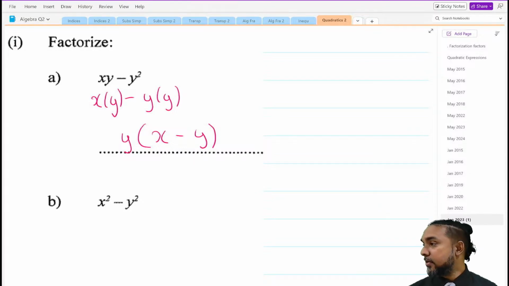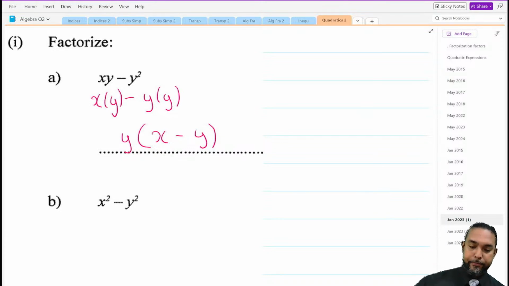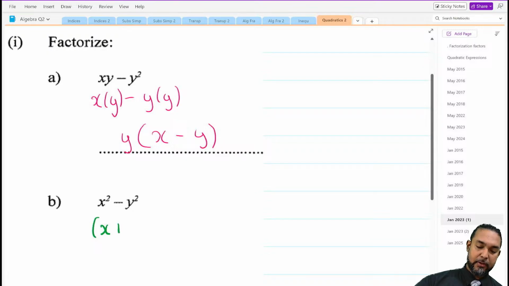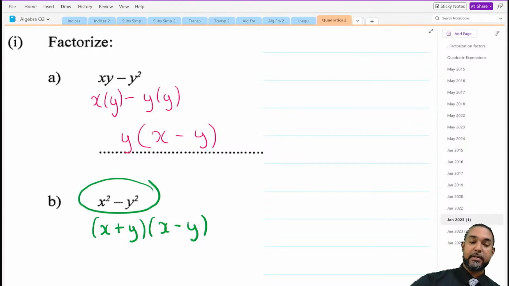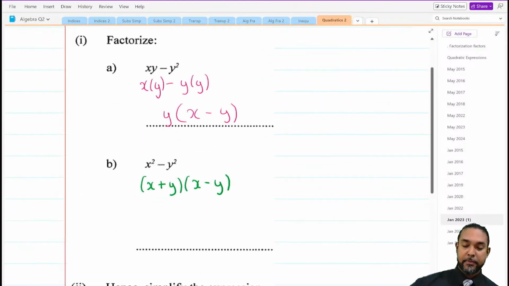Oh, okay, right. Yeah, okay, good. So when we factorize the one below, what do we get? Plus y. Is it a difference of two squares? Are we finding the difference of two terms? Are we subtracting one term from the next? It's two and only two terms, and they're both squares. All right.